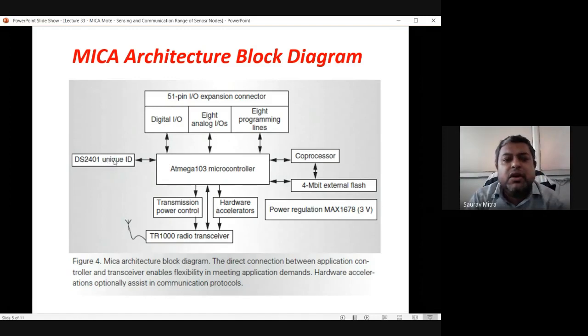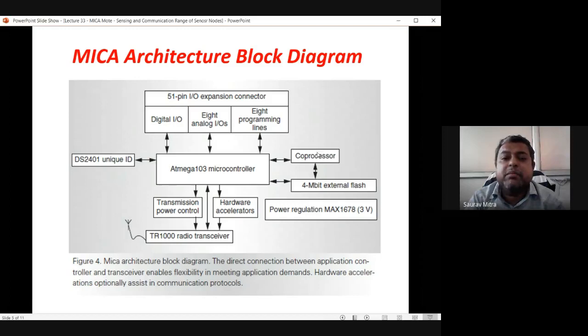This is DS2401, a unique ID given to this, and then this is the transceiver module TR1000. Bidirectional data transfer is possible, that is from microcontroller to transceiver and transceiver to microcontroller. And transmission power control happens because you have to control the power of the transceiver, and there is a hardware accelerator, and there is the power generation unit, a power regulation unit. This is IC MAX1678. And this is the flash memory, and there's a coprocessor.